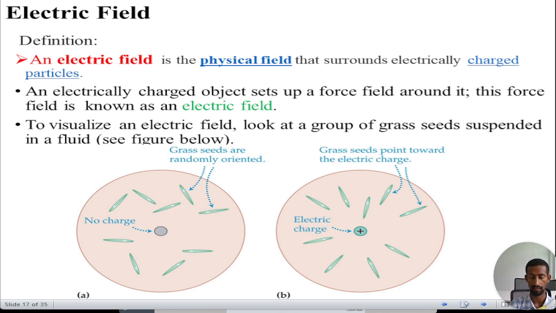Let's see an example. In the first image, image A, there is no net charge, but in the second image, image B, there is a net charge. So what is the arrangement of these grass seeds? As you can see from this figure, the grass seeds are randomly arranged. But here in figure B, they are arranged according to the electric field.